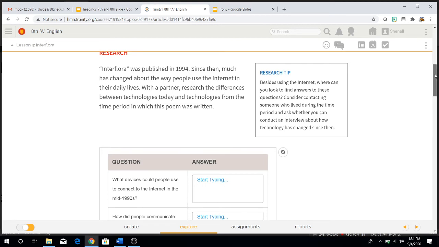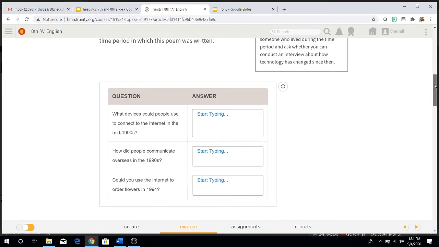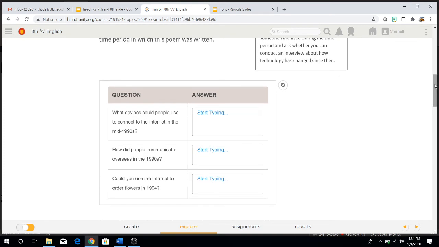And you have to specifically answer these questions. What devices could people use to connect to the internet in the mid-1990s? How did people communicate overseas in the 1990s? And could you use the internet to order flowers in 1994? You're going to use these same questions. The only thing you have to change is the year.